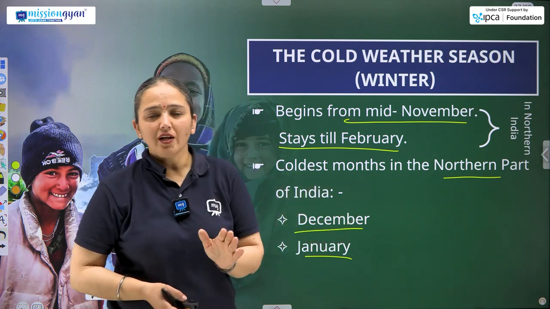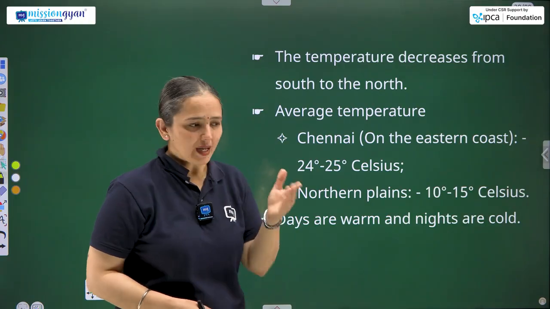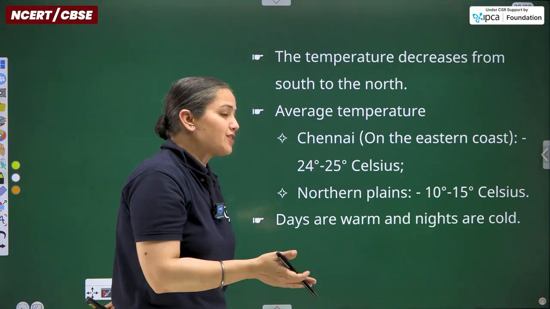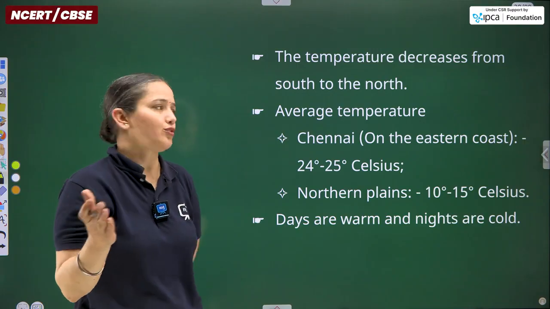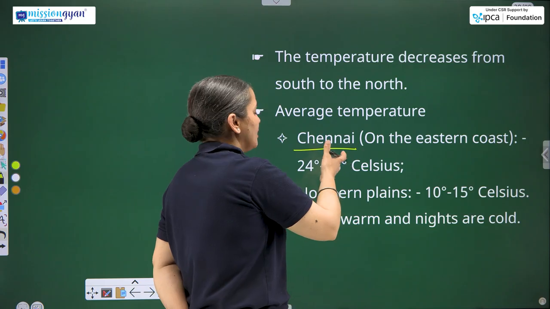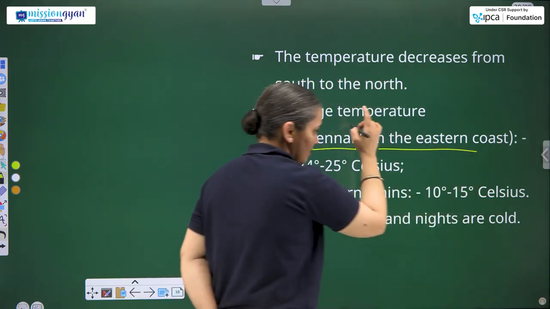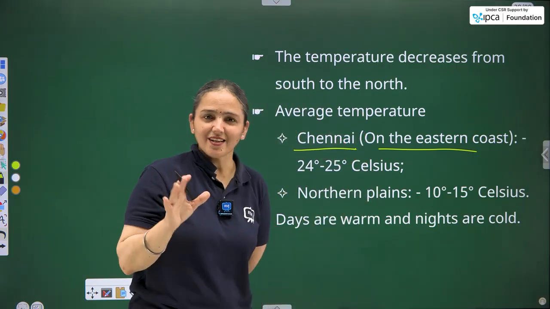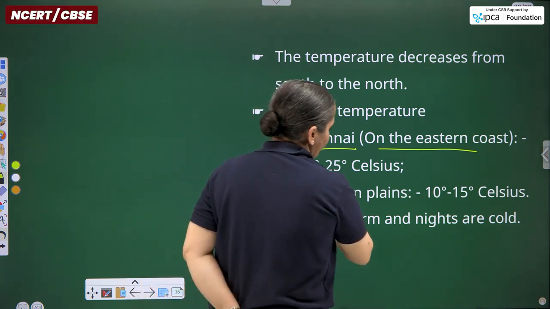As January comes to an end, the temperature starts rising. Not frequently, but yes, it starts rising. The temperature decreases from south to north. As we move towards the extreme northern part of India, temperature almost falls beneath 0 degrees. The average temperature in the southern part of India, by the water body side, Chennai, on the eastern coast, is 24 to 25 degrees Celsius. Chennai is the capital of which state? I hope you are in 9th class, everyone knows about the states and their capitals.